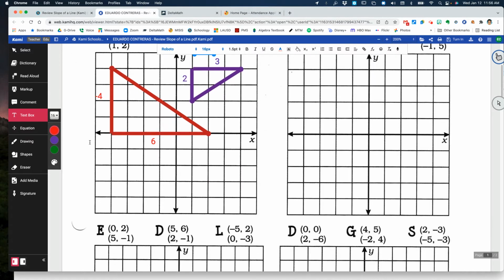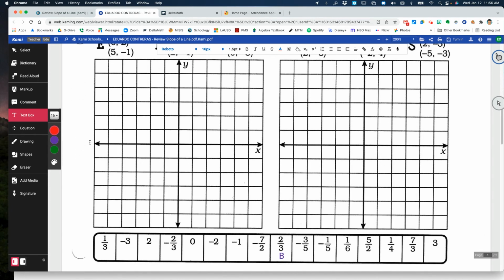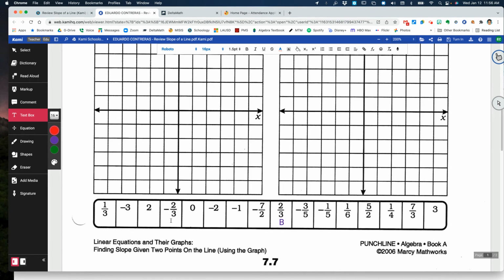Okay. So at the bottom, I'm going to look for -2/3, and that's where the letter E goes. Negative, I just saw it. There it is. And that's the only one, so let me type it in. E, letter E. Right there. Okay. So the slope for that line was -2/3.